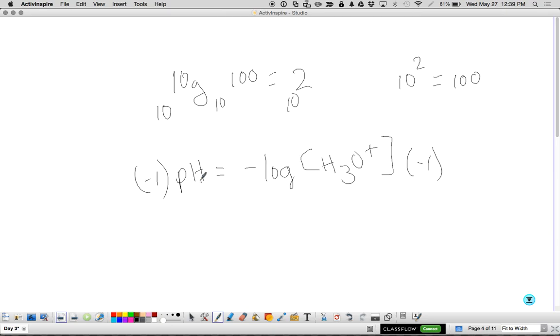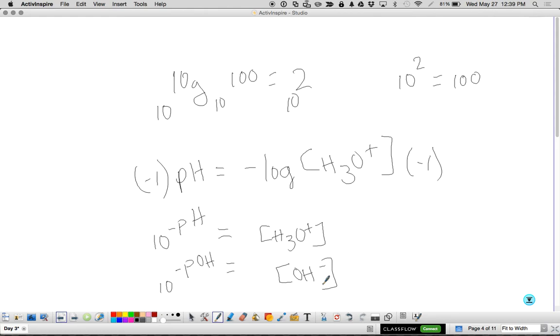Then I'm going to take the anti-log of both sides, which means I'm going to raise it to the power of the base. This is common log, so that's just 10. So 10 to the minus pH equals 10 to the log of H3O plus. The log and the 10 cancel out, and what I get is just the H3O plus. I can do the same thing with pOH and get the concentration of hydroxide ion.